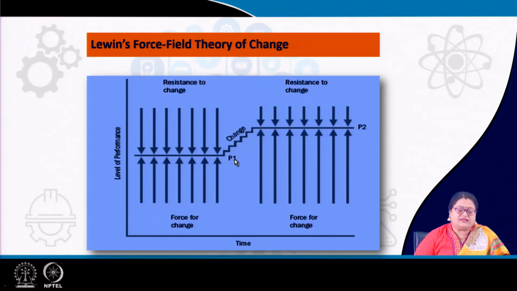So you can see in this picture, these are the forces for change and forces resistant to change. In order that the changes happen, so that the level of performance moves from P1 to P2, the forces for change should be greater than the forces which are resistant to change.